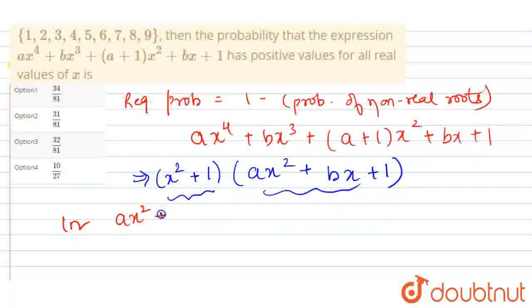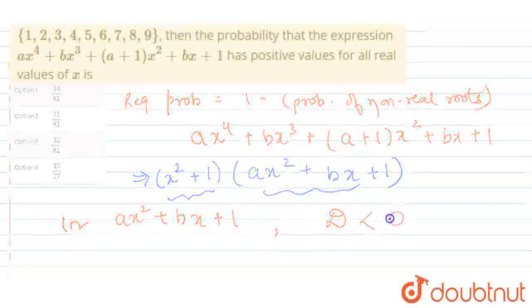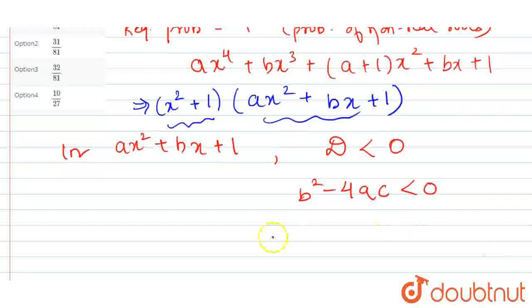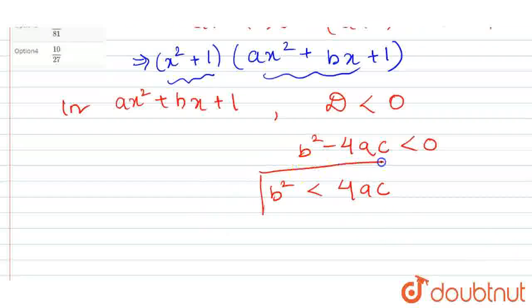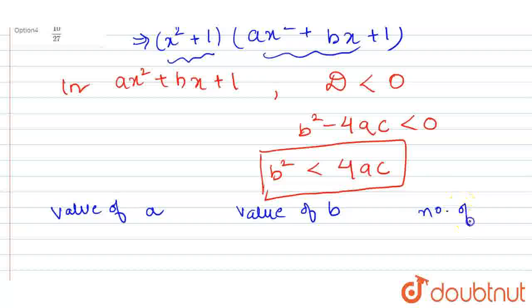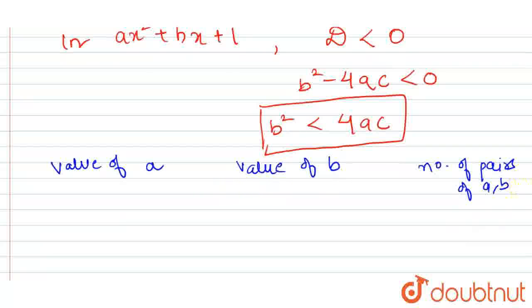In ax^2 + bx + 1, if we take D less than 0, and D has the value b^2 - 4ac, then we will get b^2 less than 4ac, right? And here we have to apply all the conditions to check for the probabilities. Now let us draw a table-like structure where we will have the value of a in the first column, then the value of b, and then the number of pairs of a and b. So this will be our table.